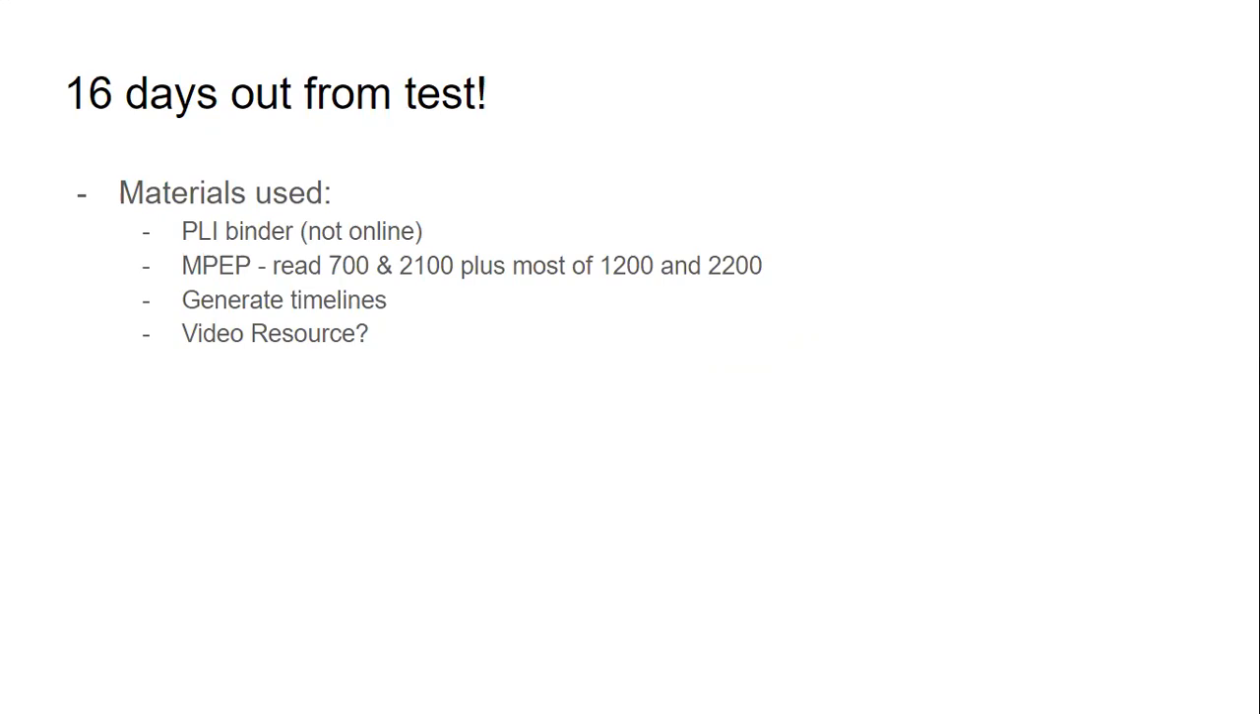For the MPEP, I've read 2100 and 700 plus most of 1200 and 2200, and then obviously skipped a lot of the rest. I also generated timelines, which was really helpful because there are so many things that can happen in the process of getting a patent.